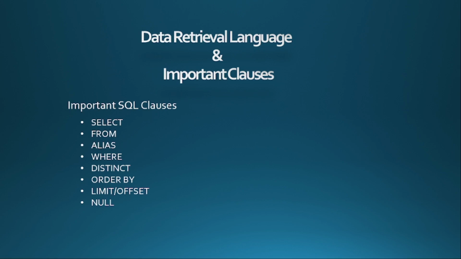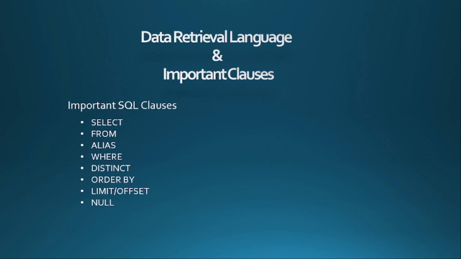So, limit and offset. The limit clause restricts the number of rows to be returned. The offset clause skips a certain number of rows from the result set. It is a kind of vice versa. We will see it in the practical.